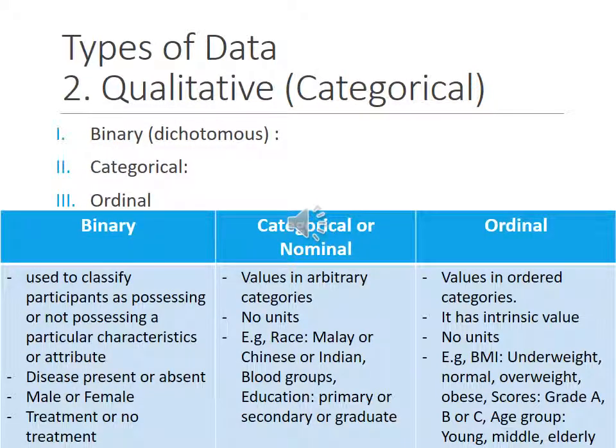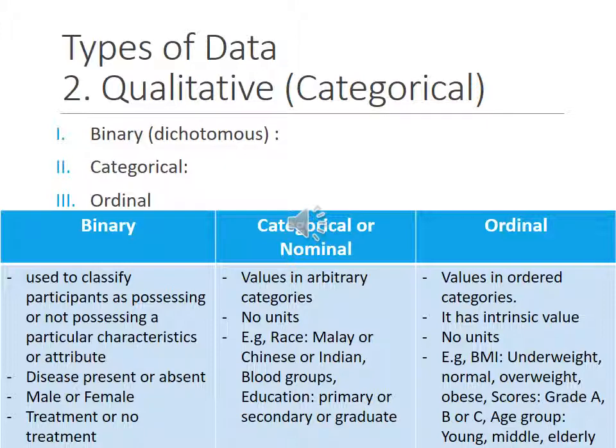Qualitative data are called categorical data in another term. There are three types of categorical data: binary, nominal, and ordinal. Binary data are used to classify participants as possessing or not possessing a particular characteristics or attribute. For example, disease presence or absent, male or female, treatment or no treatment. Nominal are values in arbitrary categories and they have no unit. Example, race, blood groups, types, educational level.